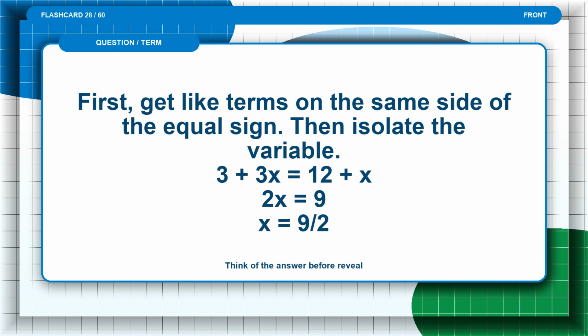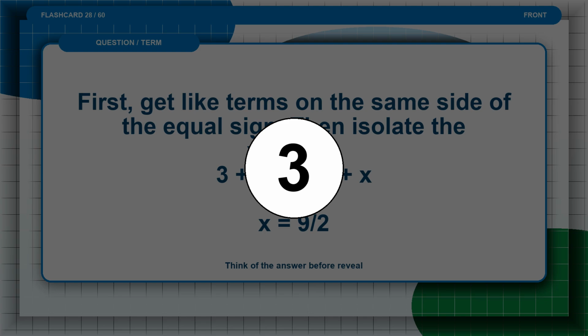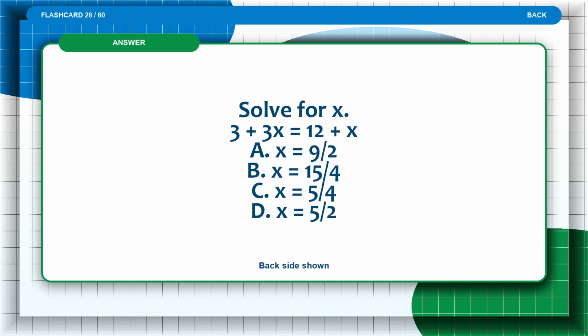Flashcard 28. First, get like terms on the same side of the equal sign. Then isolate the variable. 3 plus 3x equals 12 plus x, 2x equals 9, x equals 9 halves. Think of the answer before the reveal. The answer is, solve for x: 3 plus 3x equals 12 plus x. A: x equals 9 halves, B: x equals 15 over 4, C: x equals 5 quarters, D: x equals 5 halves.